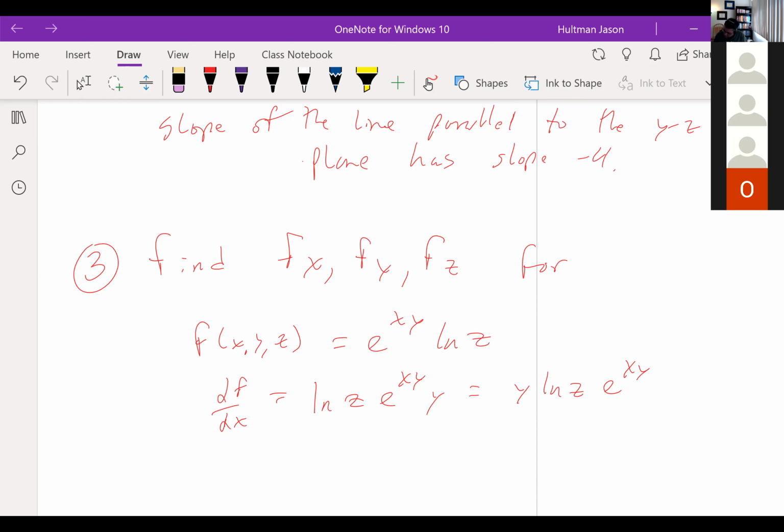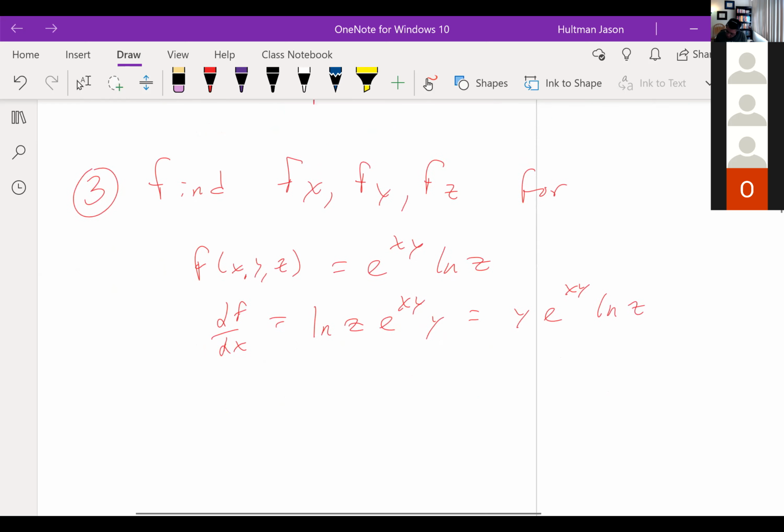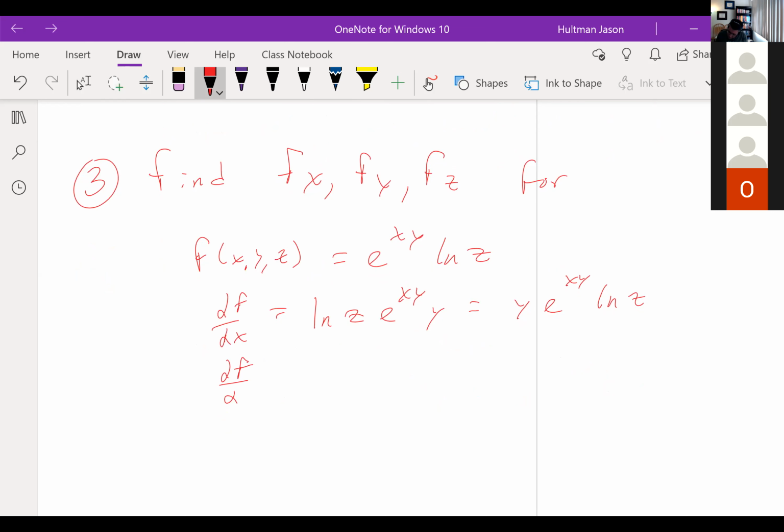Okay, maybe I'll write it like this: y e to the xy natural log z, since natural log z was last in my original equation. Okay, what about the partial with respect to y? Same deal, right? So natural log z e to the xy, but this time it's x in front. So x e to the xy natural log z.